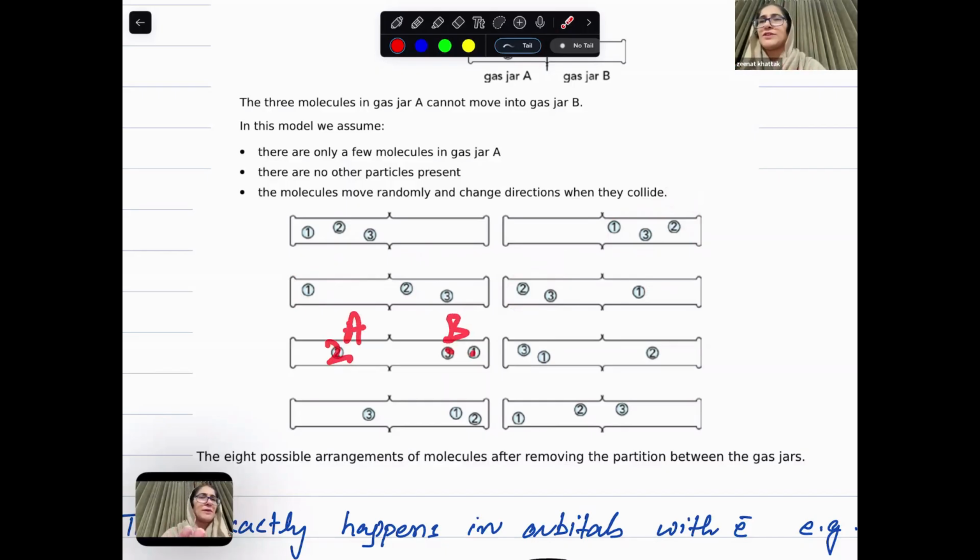But what is the other possibility? 3, 1 in A and 2 in B. Now, 3 in A and 1, 2 in B, or 1, 2 in A and 3 in B. Look, there are 1, 2, 3, 4, 5, 6, 7, 8 possible arrangements.